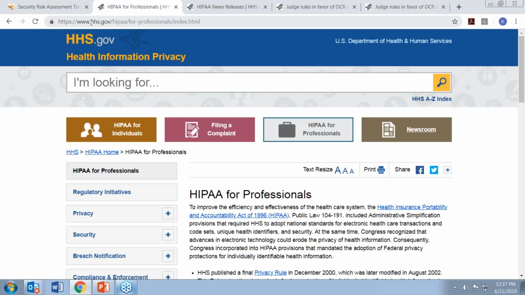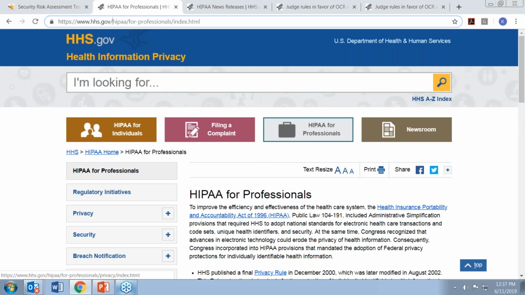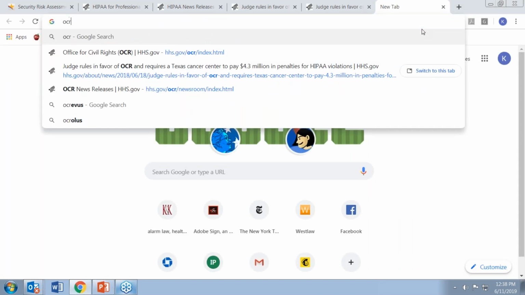Okay, so this is HHS's website for HIPAA. And the office that is responsible for HIPAA is the Office for Civil Rights. It's the arm of the government that enforces HIPAA. So I selected on this page HIPAA for professionals, right? So if you want to see how I got here, let's just go to OCR.